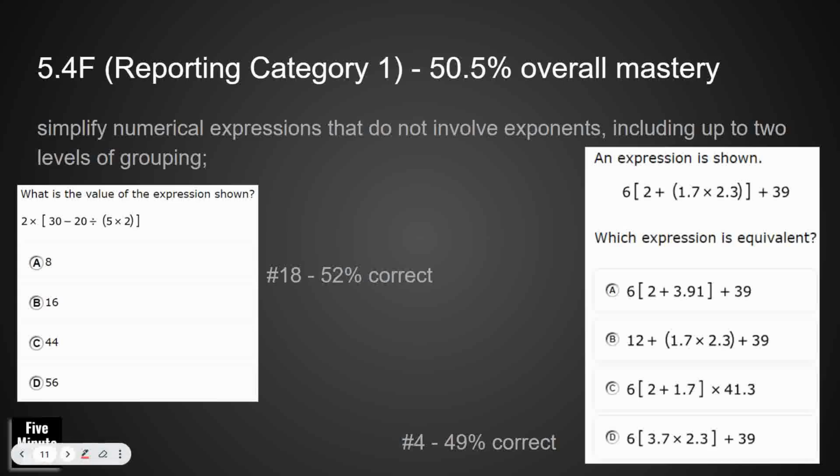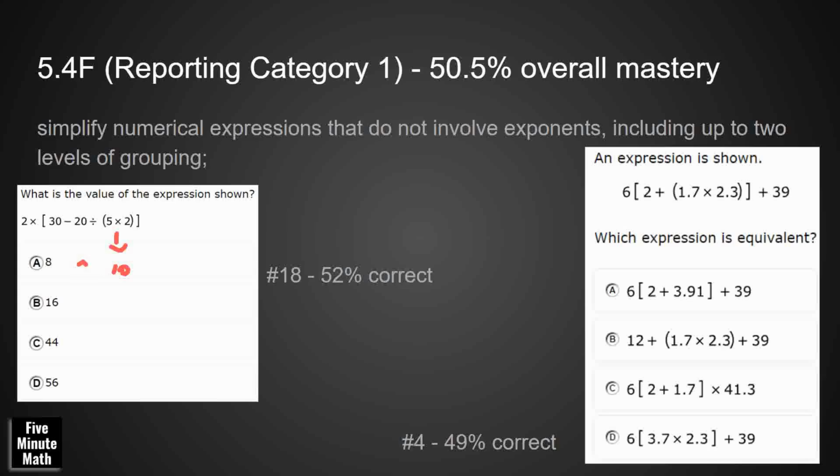So next we're looking at 5.4F. This is reporting category 1, 50.5% overall mastery. We're simplifying numerical expressions and 2 different types here, right? On this first one, it's just a full simplification, okay? So looking at order of operations, we need to do those inside parentheses first. So we need to have 5 times 2 makes 10.